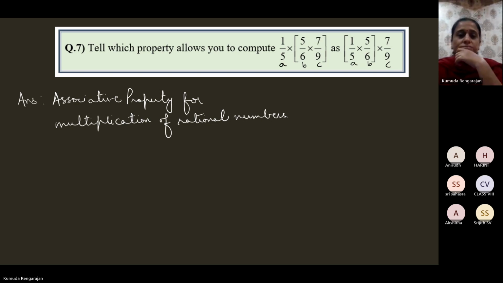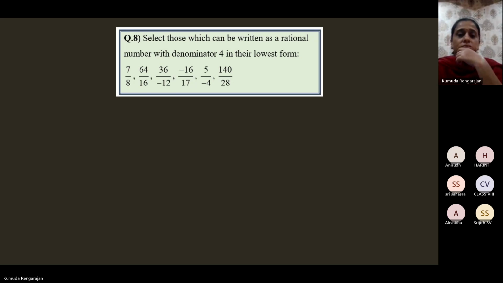Okay, next one. Select those which can be written as a rational number with denominator 4 in their lowest form. You must select only those numbers which can be written as a rational number with the denominator 4 in their lowest form. So simplify. Can you simplify 7 by 8? No, 7 by 8 is already in the simplest form and the denominator is 8. So this will not be a part of the answer.